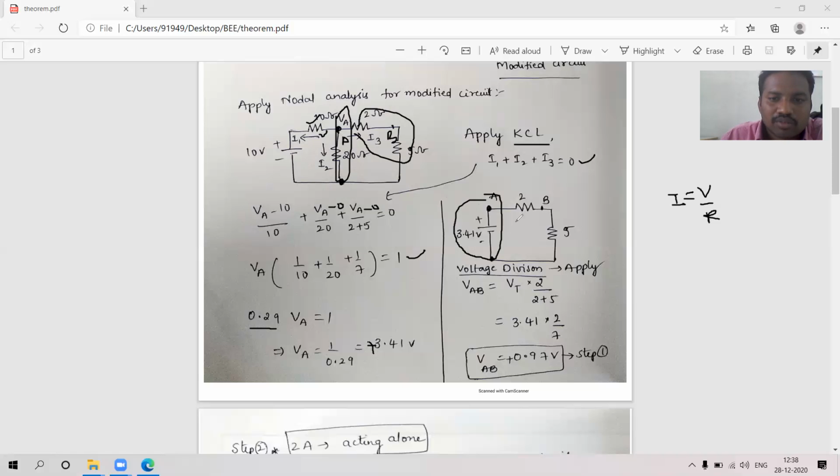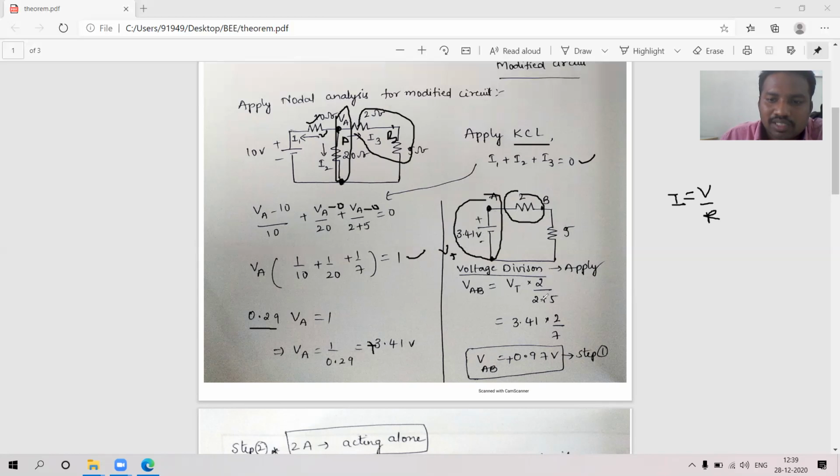Okay, that 3.41 I have written here, and this 2 ohms is there, 5 ohms is there, like that only. So this circuit is just like a voltage division. For this total resistors connected with the voltage source, VAB is nothing but V total. I want the voltage across this particular resistor, so VAB is equal to total voltage times particular resistor by the total resistance.